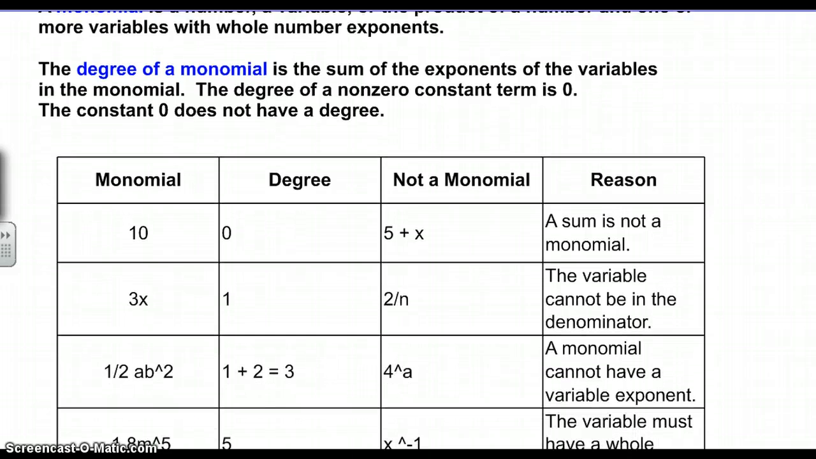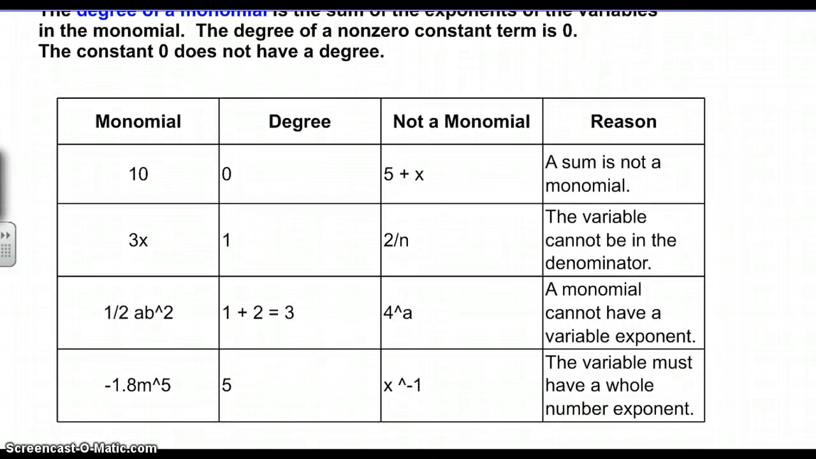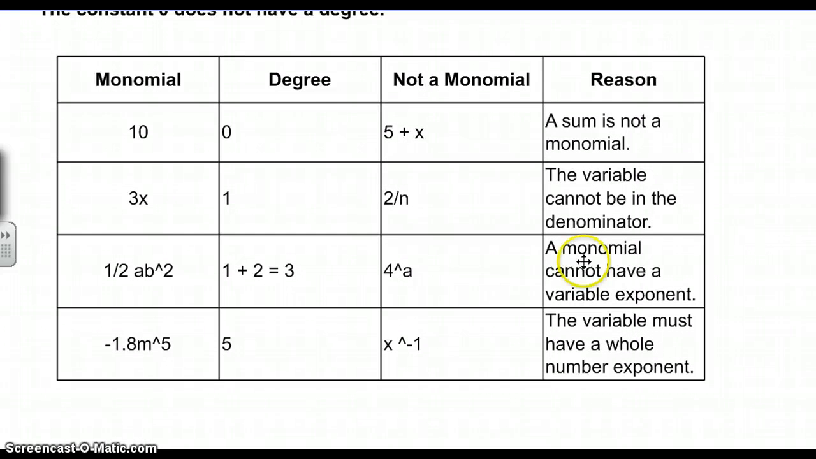So I put this table up that you'll also find in your textbook. And on the left-hand side in this first column, you're going to see monomials listed. We have 10, 3x, 1/2 ab squared, and negative 1.8 m to the fifth. Again, those carets represent exponents, just like they do in your calculator. The degree of the monomial for 10 is 0.